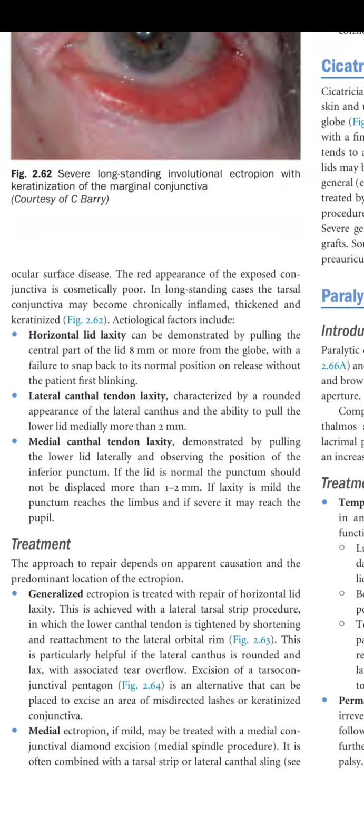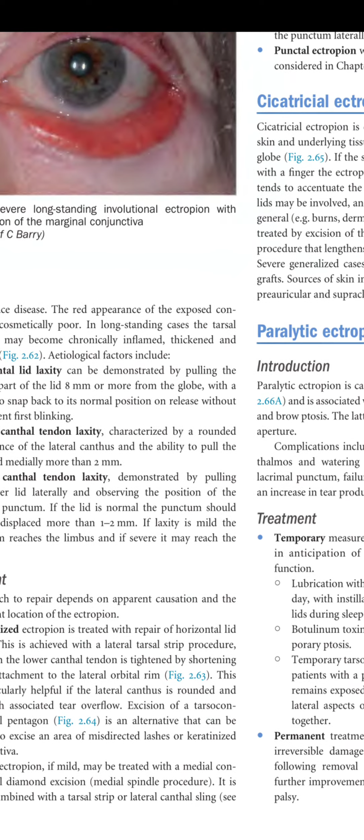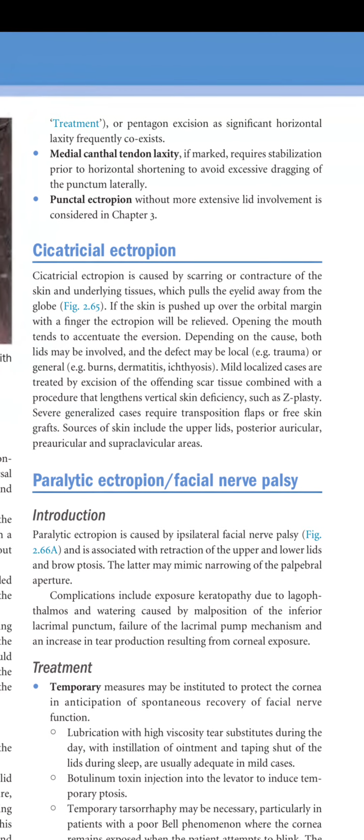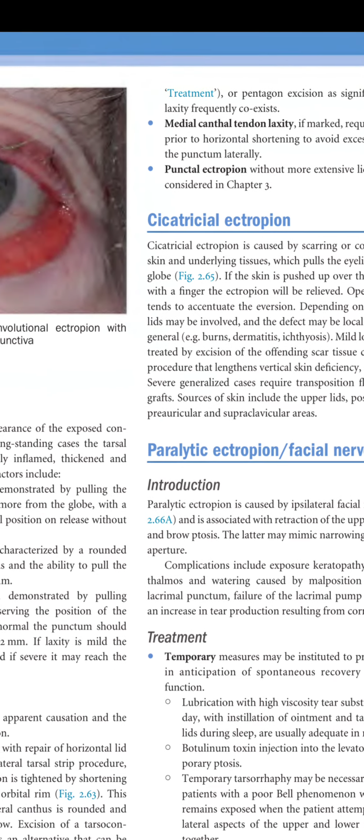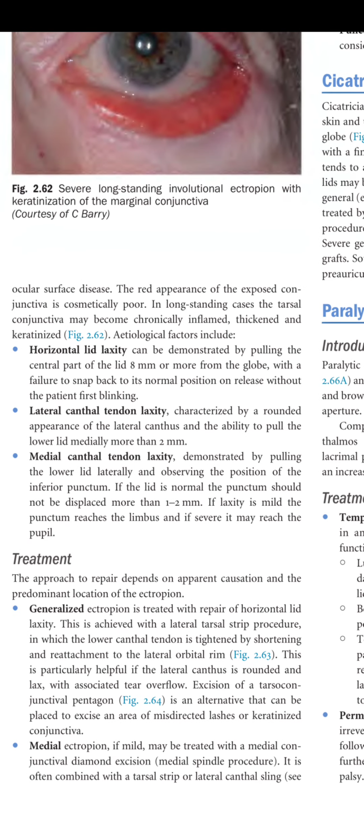Medial ectropion, if mild, may be treated with a medial conjunctival diamond excision, the medial spindle procedure. It is often combined with the tarsal strip or lateral canthal sling or pentagon excision, as significant horizontal lid laxity frequently coexists. So what is the medial ectropion? Medial ectropion is basically ectropion in which the lid is usually normal, but the medial side of the lid is everted.